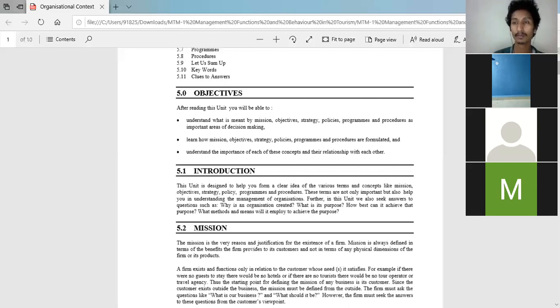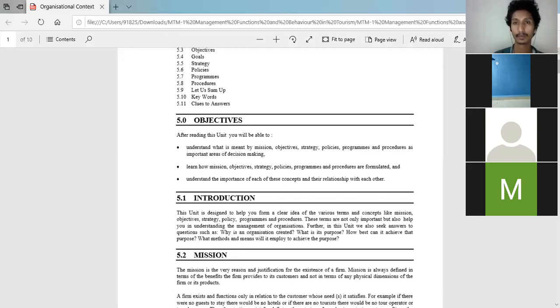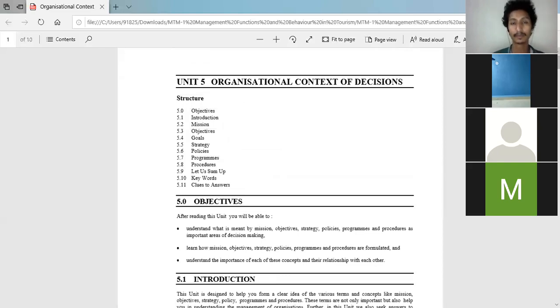So first we have to write this, the organizational context, and then we will write the rest in our own language. After that, you have to write the main components of organizational context of decision making. Organizational context of decisions are mission, objective, goals, strategy, policies, programs, and procedure.